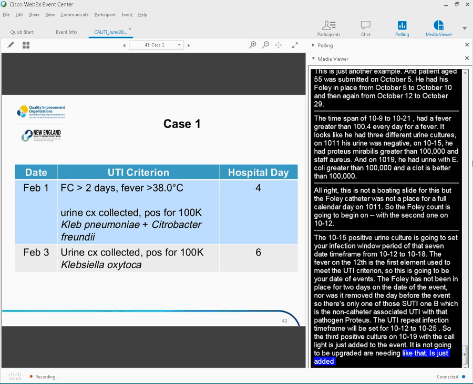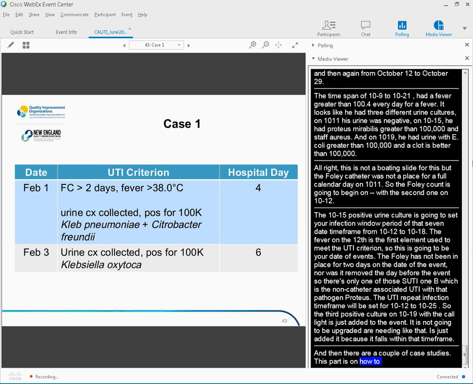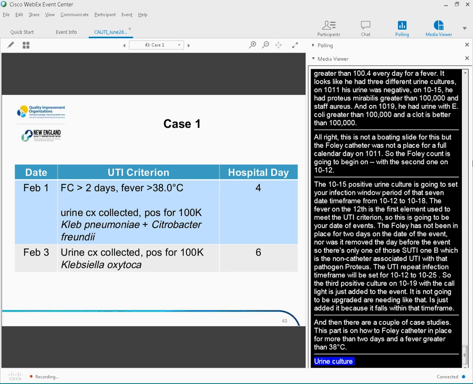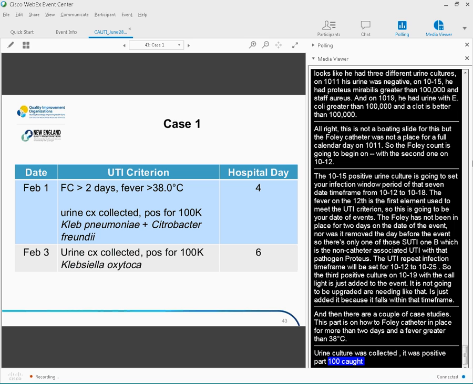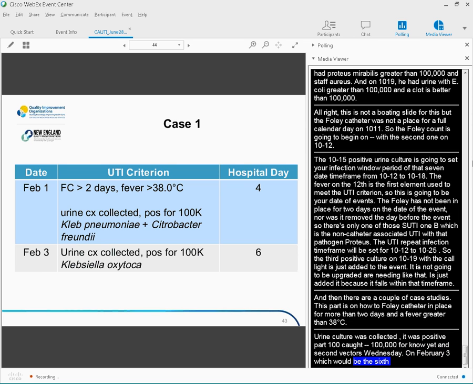All right, and then there's a couple of case studies. This person had a Foley catheter in place for more than 2 days and a fever greater than 38 degrees Celsius. Urine culture was collected. It was positive for 100,000 Klebsiella pneumoniae and Citrobacter. On February 3rd, which would be the 6th hospital day, another urine was collected and it was positive for 100,000 Klebsiella oxytoca.